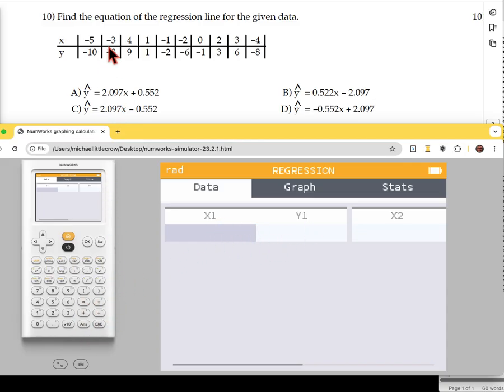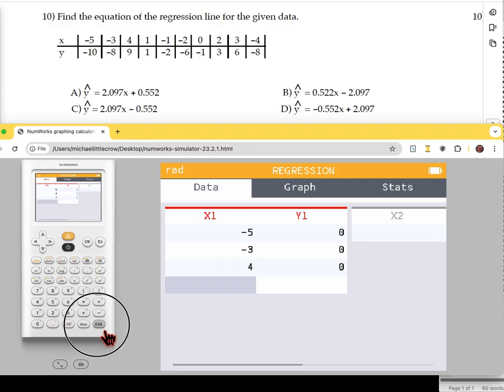You can either enter the XY, XY, XY, or what I find a little easier is the way you do the X's all at once. You just enter them. So I'm going to do that. I'm going to go -5, enter, -3. You see the way it just kind of jumps to the next. If we do this, 4, and it's kind of scrambled. And here's -1.